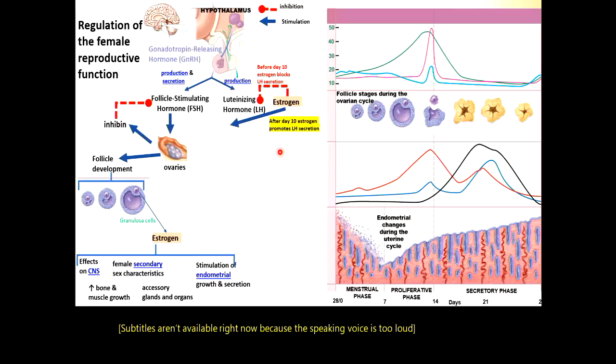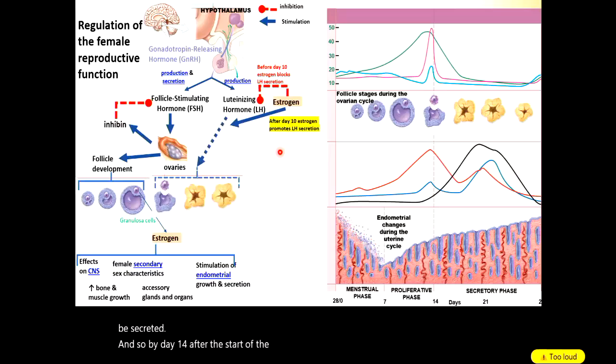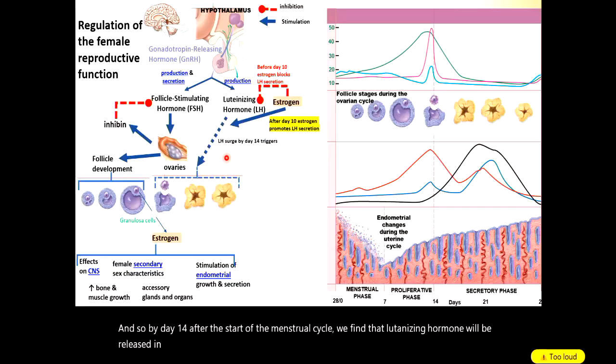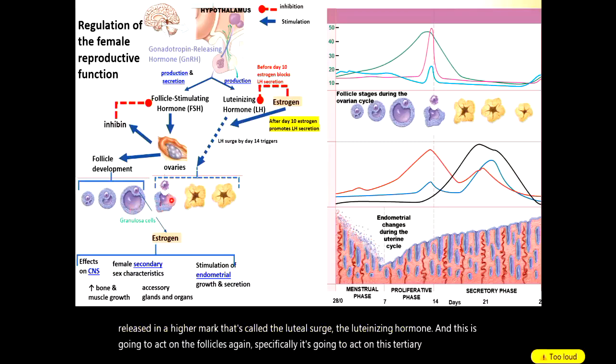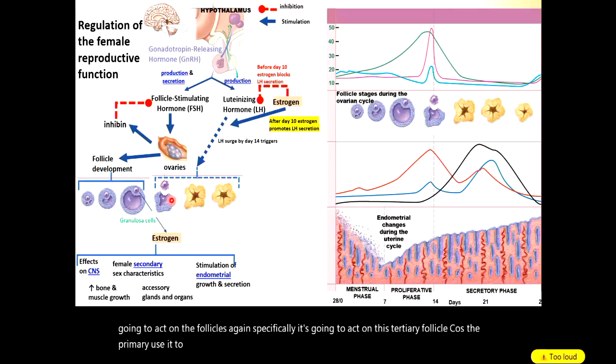So after day 10, the estrogen is going to tell the luteinizing hormone to be released. It's going to tell it to be secreted. And so by day 14, after the start of the menstrual cycle, we find that luteinizing hormone will be released in a high amount. That's called the luteal surge in the luteinizing hormone, and this is going to act on the follicles again. Specifically, it's going to act on this tertiary follicle, cause the primary oocyte to complete meiosis 1 and turn into the secondary oocyte.